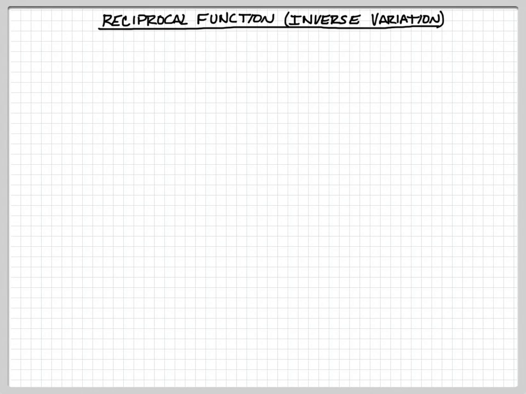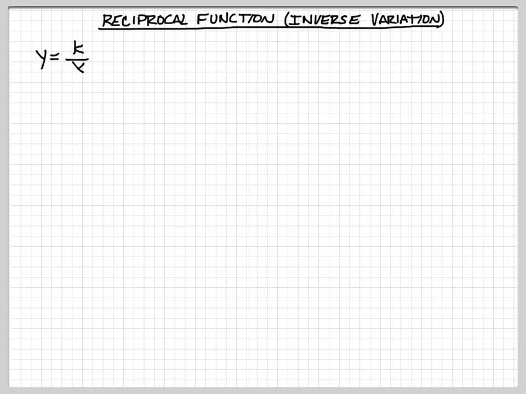Hey everybody, in this video we're going to talk about the reciprocal function. This thing's also sometimes called the inverse variation when you're talking about inverse and direct variation. So you'll see it in two different ways, the reciprocal function or as the inverse or as inverse variation. So what is the reciprocal function?